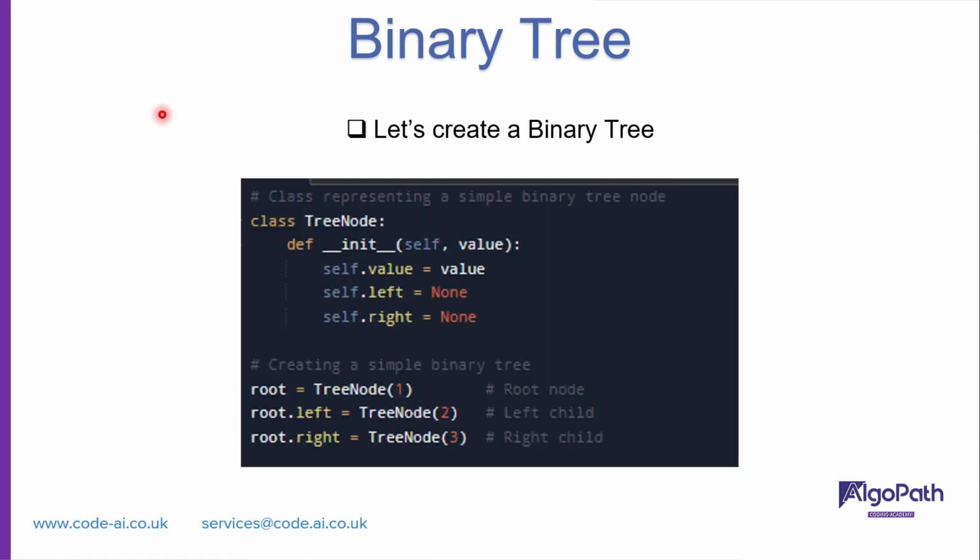Now this is how we create a binary tree. We initiate a class TreeNode where the value will be stored, and it will have a left child and a right child. Initially they are initialized as None, and later on they are assigned values. So this is the root node. It has a left child, the value is 2. This is the right child, and here the value is 3. So this will be used later on.